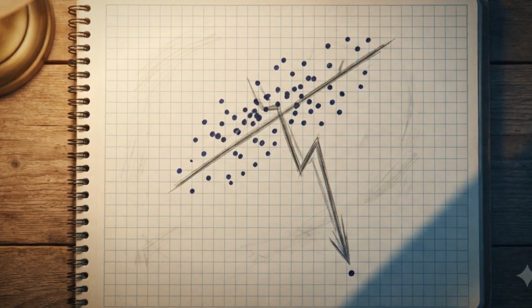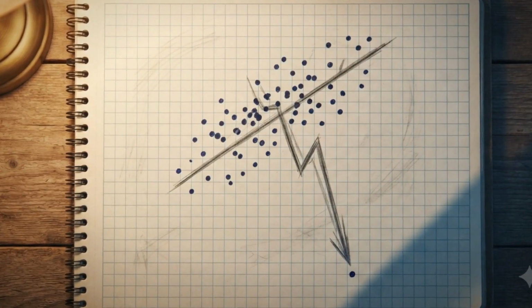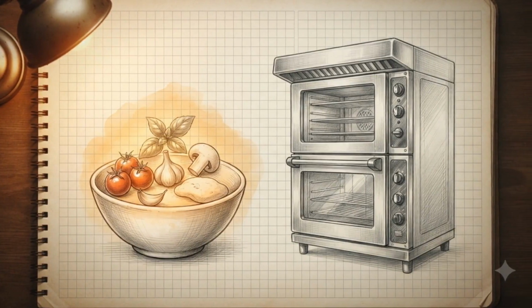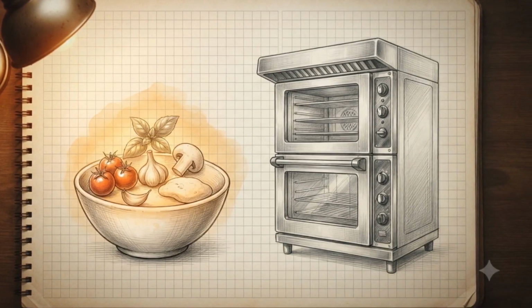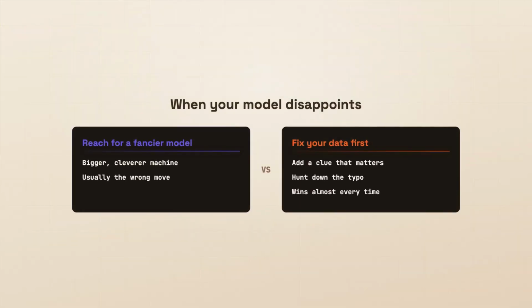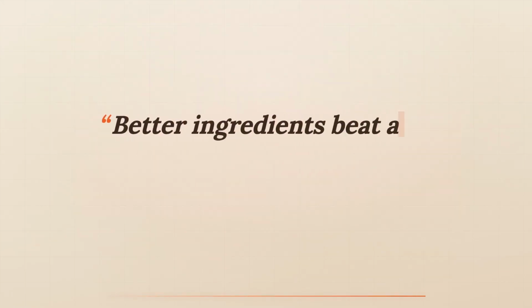So here's the lesson, and it's the one nobody tells beginners. When your model is disappointing, your first instinct is to reach for a fancier one, a bigger, cleverer machine. Usually, that's the wrong move. Look at your data first. Add a clue that actually matters. Hunt down the typo dragging your line off. More data and cleaner data beats a cleverer model almost every single time. Better ingredients beat a fancier oven.